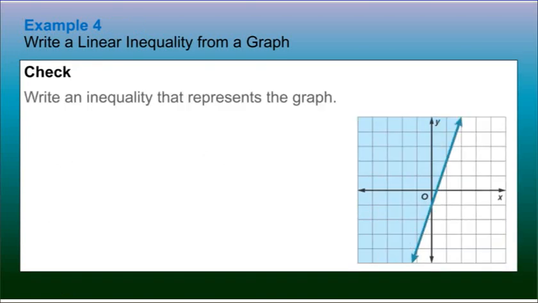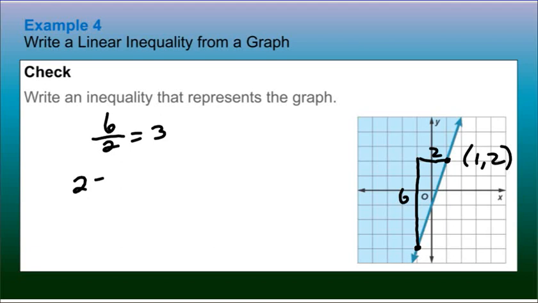And our very last question, write a linear inequality for this graph. Again, I need to find 2 points. I can choose this point here, and another point would be this one here. So this is up 1, 2, 3, 4, 5, 6, across 1, 2. So rise over run will give us a slope of 3. I'm going to use this point, which is 1, 2.